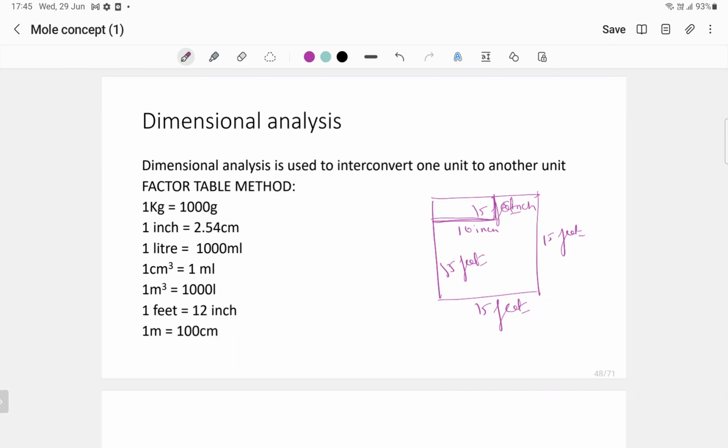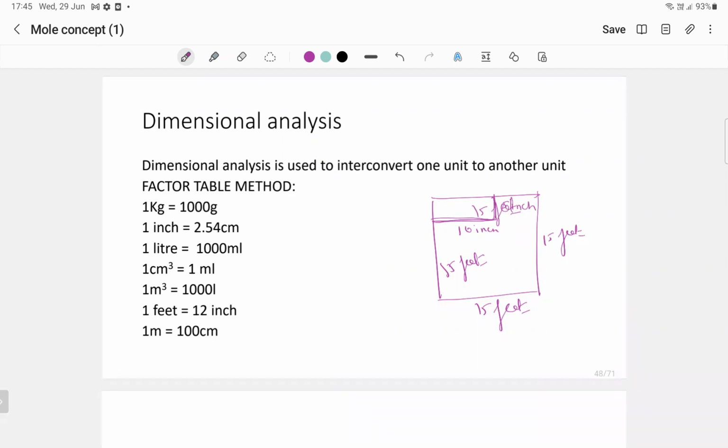We have to convert one unit into another unit. That is dimensional analysis. Clear with this one? So it is used to interconvert one unit to another unit. So these are all the conversions. You can see 1 kilogram equals 1000 gram, 1 inch equals 2.54 centimeter. In your book there is a table. That is known as the factor table method or unit factor method. These are mandatory and very stable conversions.